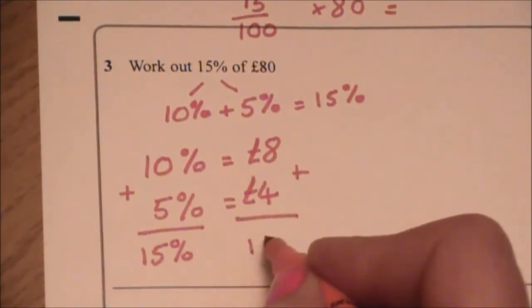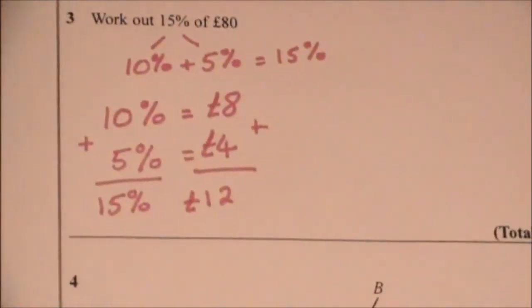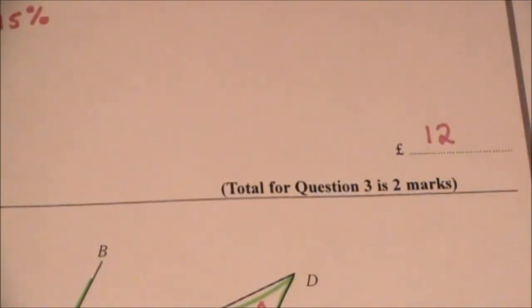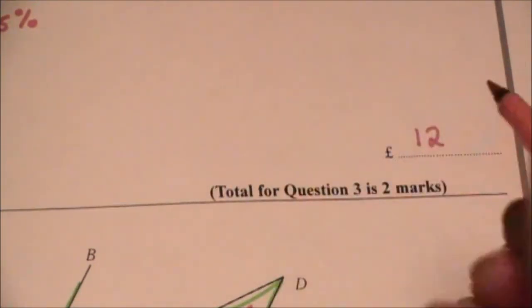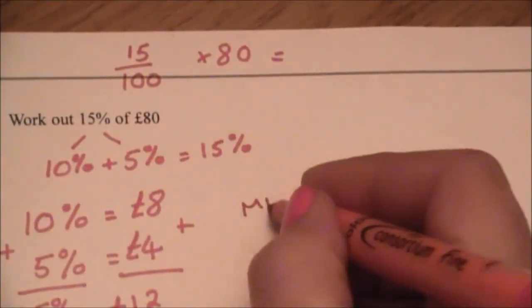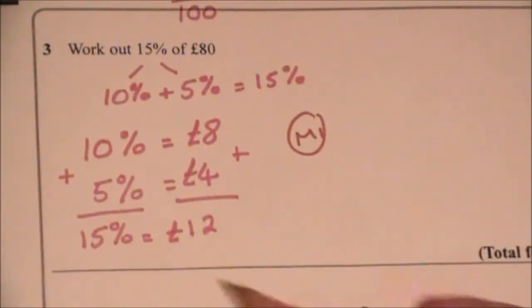8 add 4 is £12, and there I have it. 15% equals £12. Because there are 2 methods for this, it is a 2-mark question. You get 1 mark for having the correct answer, and you get a method mark for whatever method you've used. Just make sure you set it out clearly so any mistakes can be traced back.